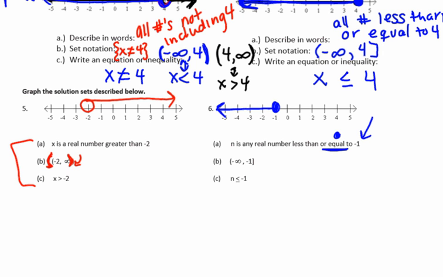In set notation, we know that this arrow right here is going all the way to negative infinity. And then when it makes its way back, it comes back to that -1. It gets a bracket right here because it is a closed circle and it means it's included. And then right here, our inequality is n is less than or equal to, again, if you see that little line underneath, is equal to -1.